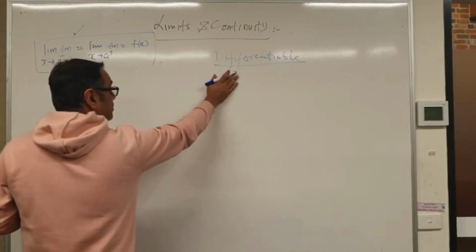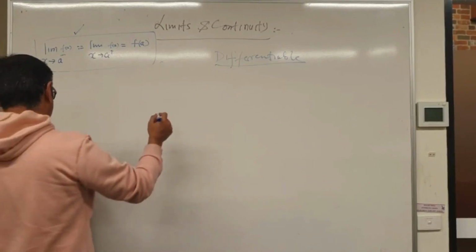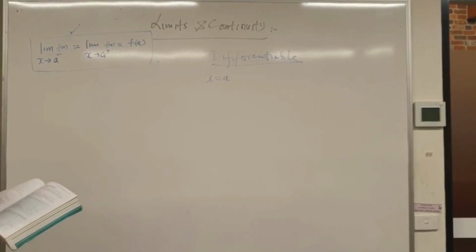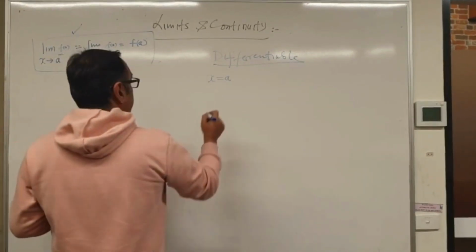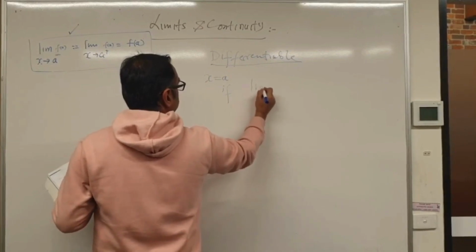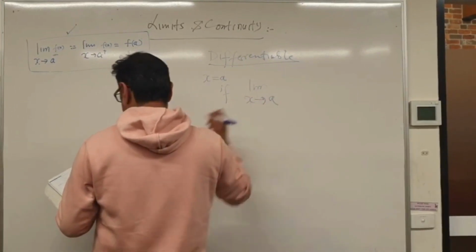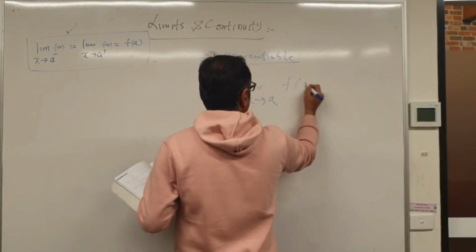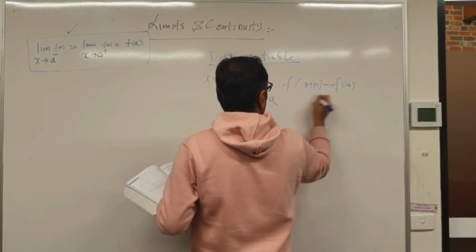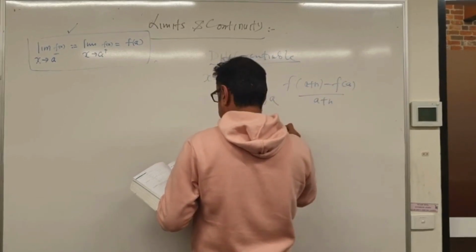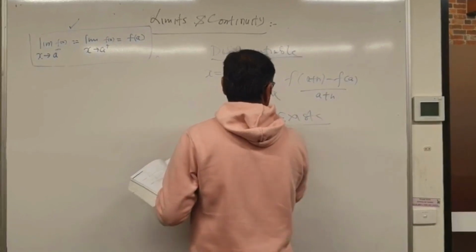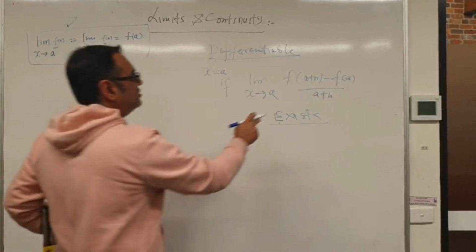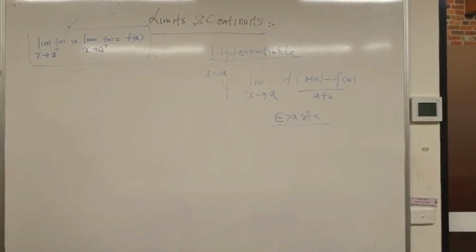a function is said to be differentiable at x equals a. I can differentiate a function at x equals a if the limit as h tends to 0 of f of a plus h minus f of a over h exists. You remember the first principle, right? So this is the first principle.